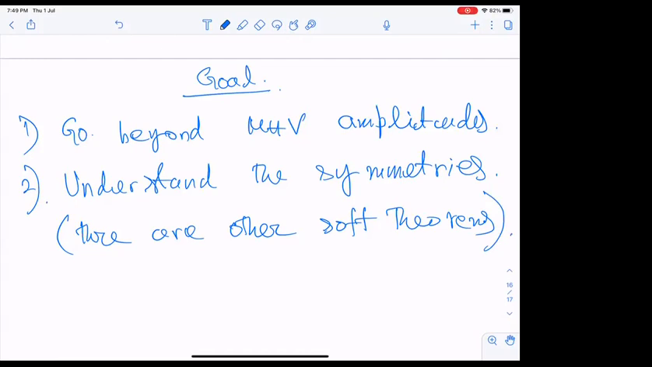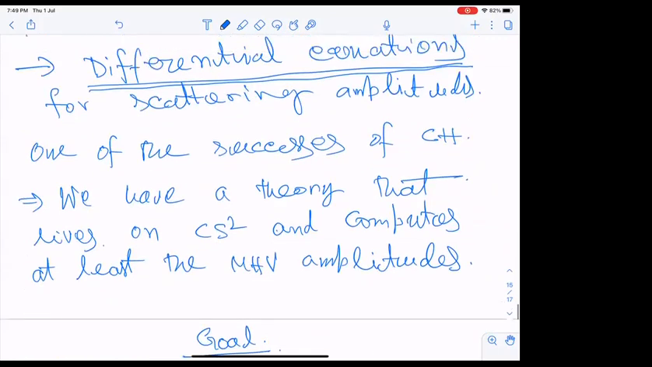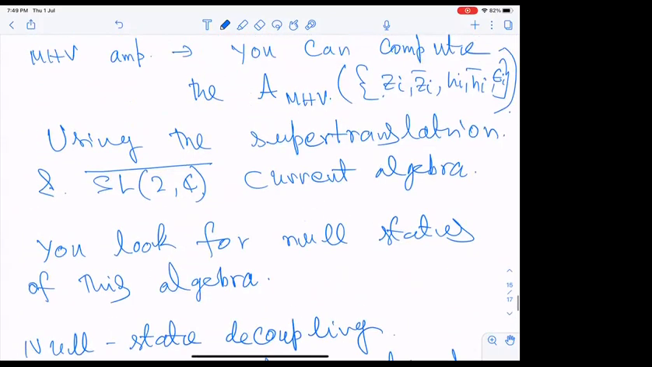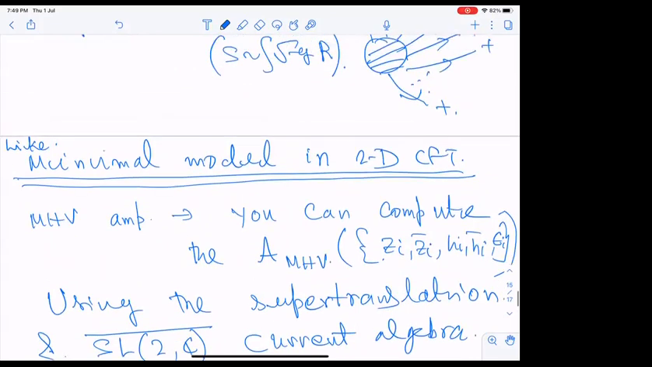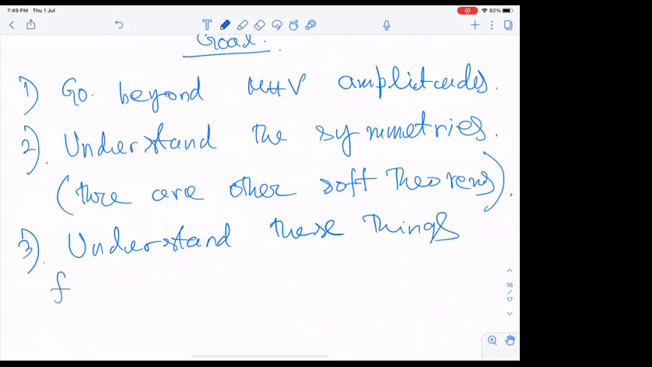So these are the things that, at least from this celestial amplitude point of view, you can try to do. And essentially the last thing, of course, the important one, is to understand these things from the bulk asymptotic symmetry point of view.